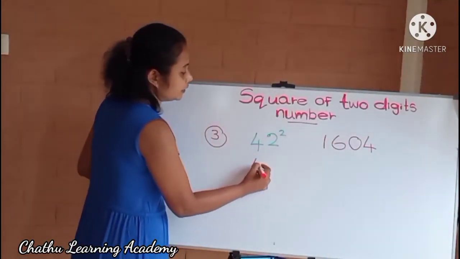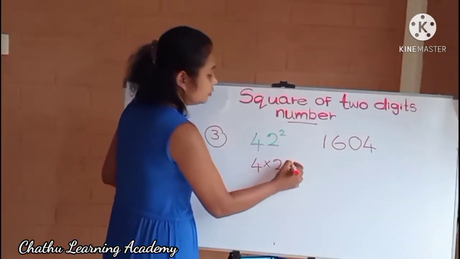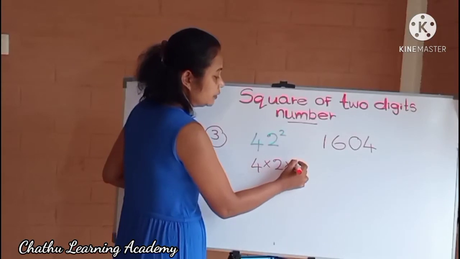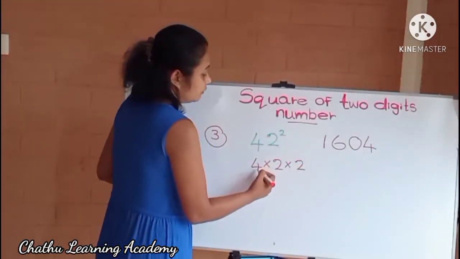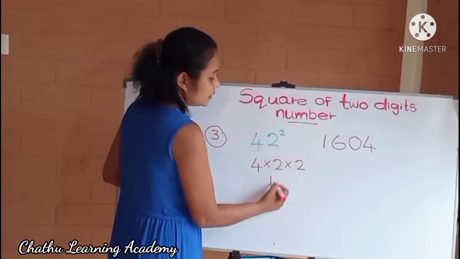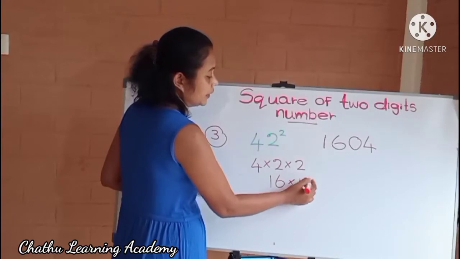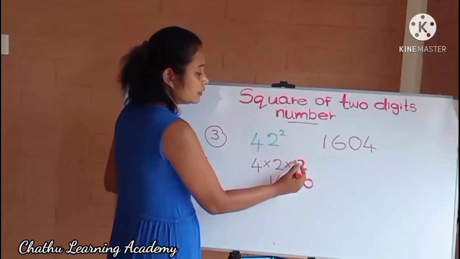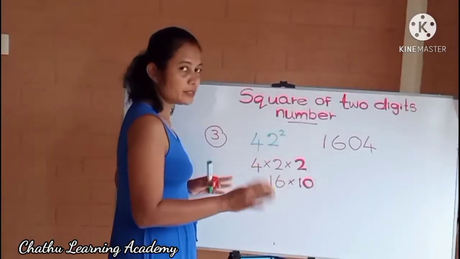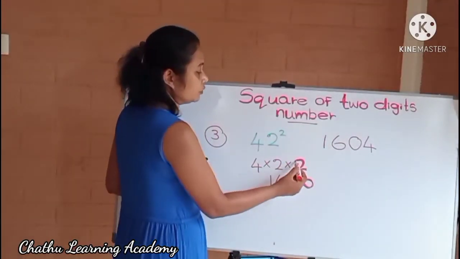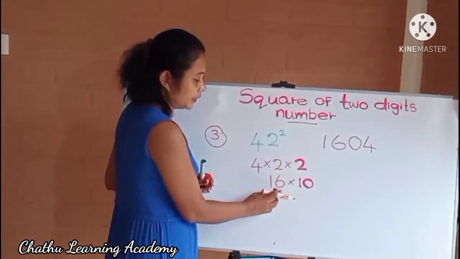Then after that get the product of these two digits. Then we need to multiply this product by the constant value. It means 2. Then what's the answer? 16. Then after that you need to multiply this 16 by 10. These two numbers are constant values for this technique. Always you need to multiply the product by 2. Then you can get the answer.